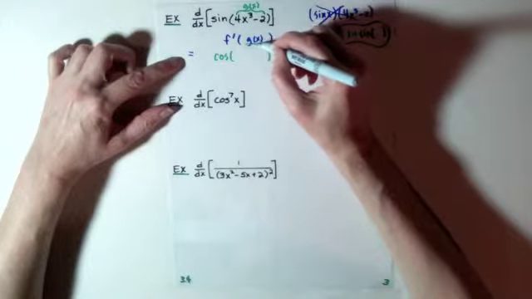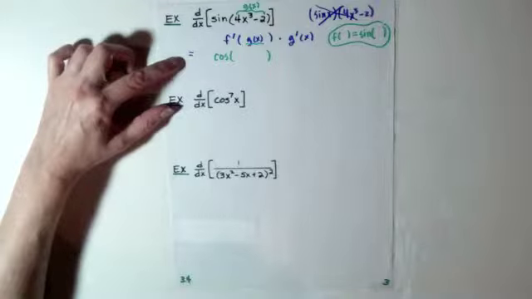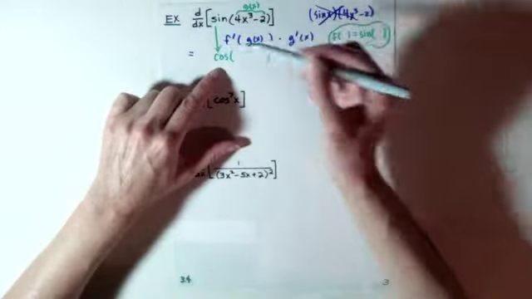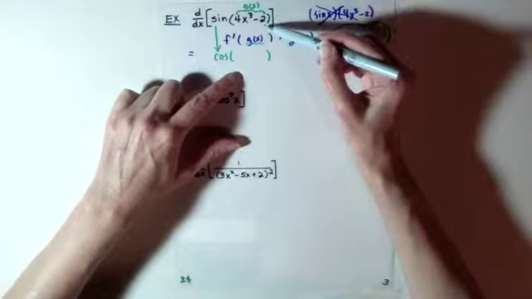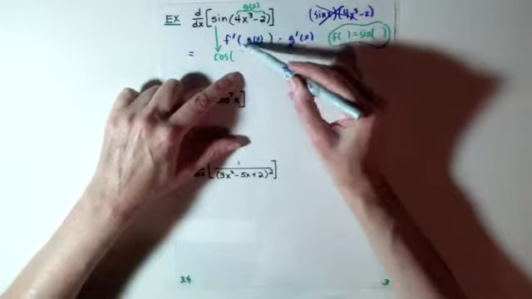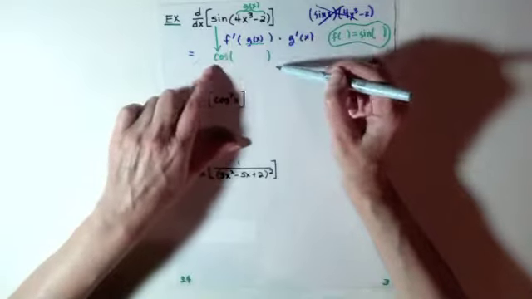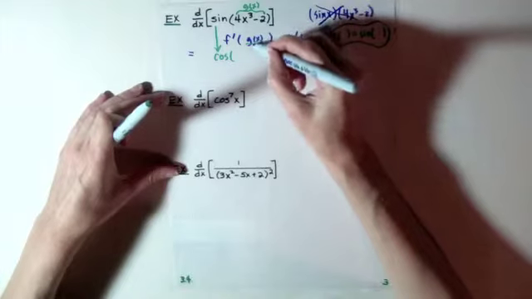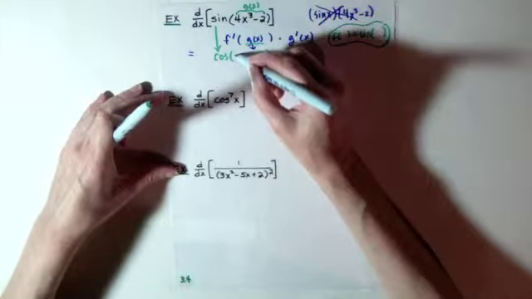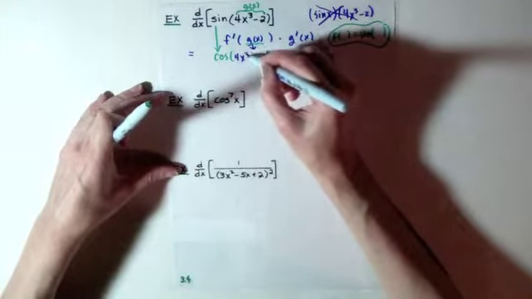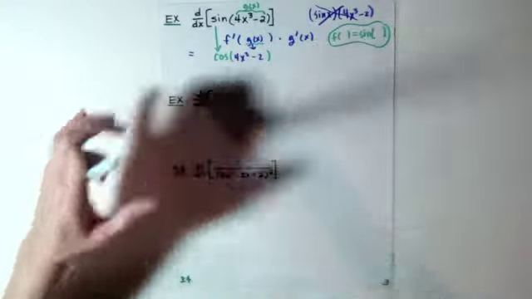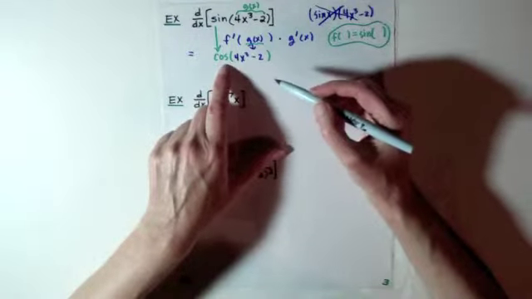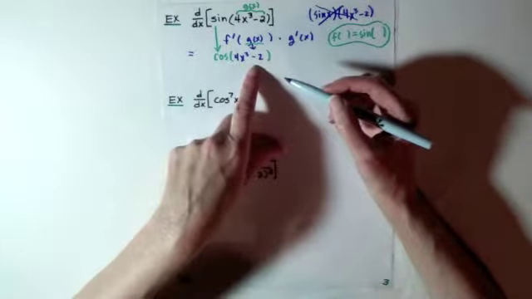We're supposed to plug in the original inner function. So the chain rule says do the derivative of the outer. We did that, got cosine, but instead of evaluating at x, we're going to evaluate it at the inner function. So derivative of the outer, but evaluated at the inner. And what is the inner function? What is g of x? We said that's 4x cubed minus 2. So this first factor in the chain rule is derivative of the outer evaluated at the original inner.